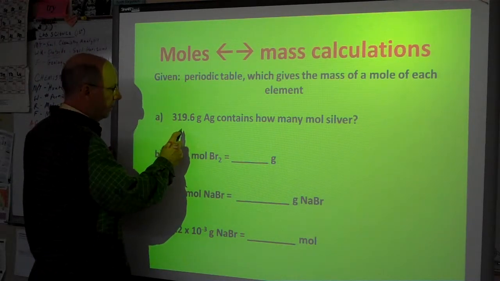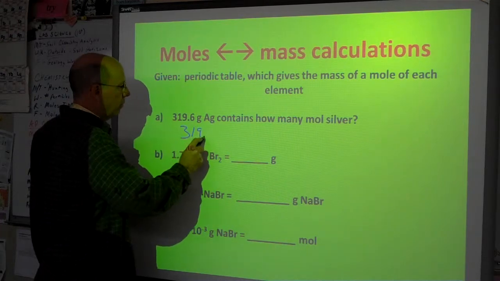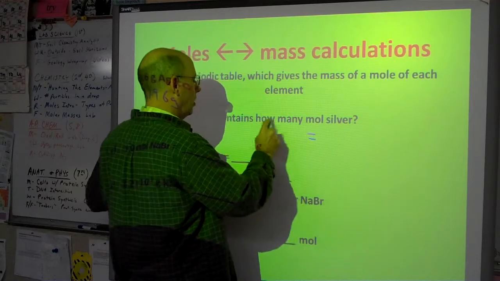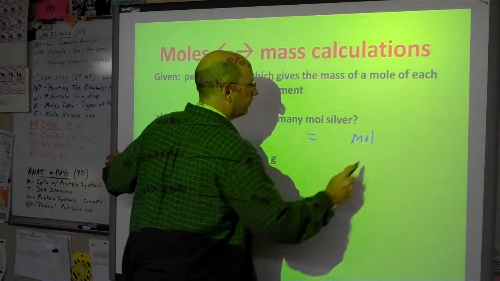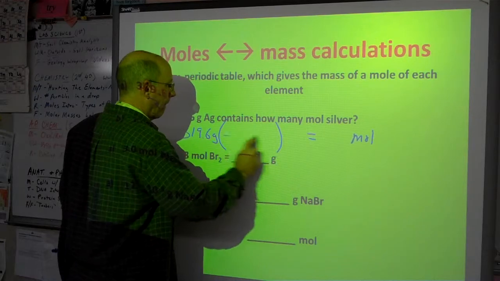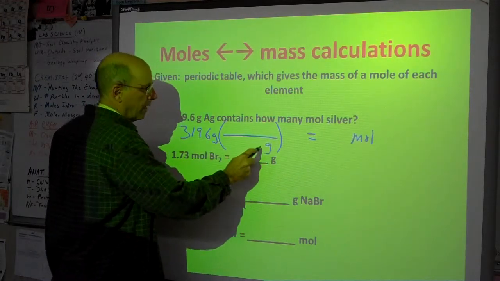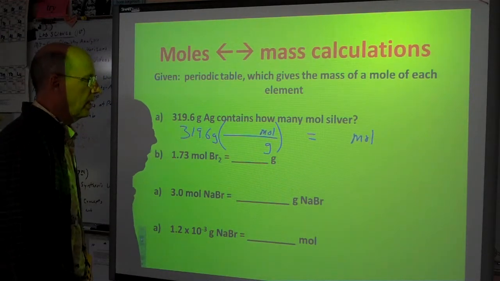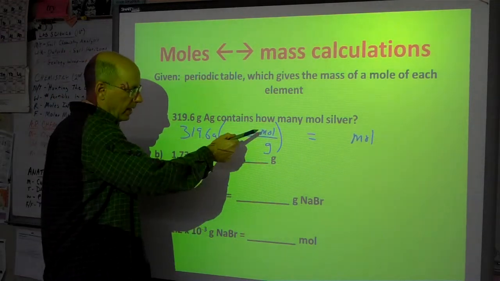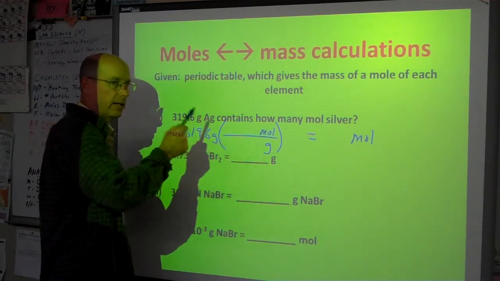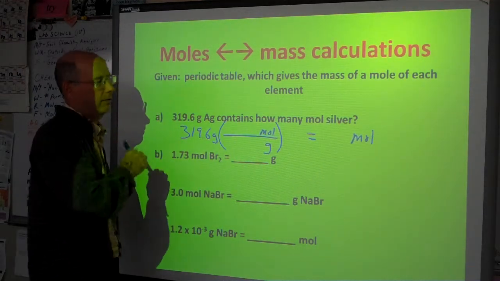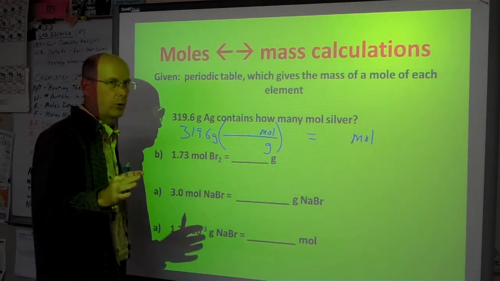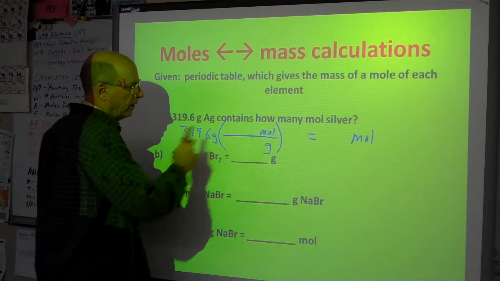All right, so you write down what you know, 319.6 grams of silver. And then way over here you write an equal sign and how many moles. So I want to know how many moles. Well, I want to get rid of grams and I want to get moles. And doesn't that look a lot like what we did with number of particles? The difference is, this information, moles to grams and grams to moles, you have to get from the periodic table. It's different for every different element and every different compound. So you can't just memorize 6.02 times 10 to the 23rd. Nope, you have to look it up.